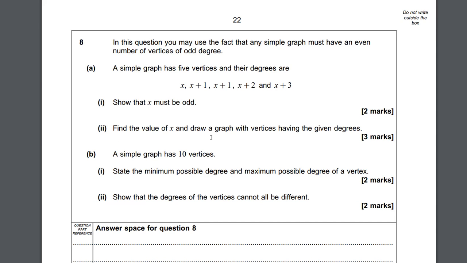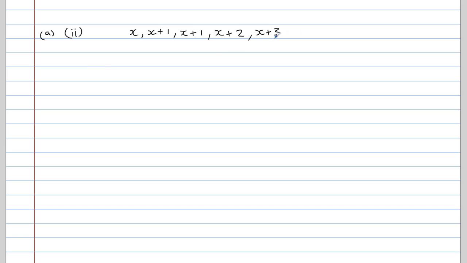In part 2, we need to find the value of x and draw a graph with vertices having the given degrees. So if we have 5 vertices and the graph is simple, that means the max degree of any node is 4. Because if I take any individual vertex, I could connect it to 1, 2, 3, 4 others. And if I wanted to add an extra arc in, I would have to have a repeated arc, which I'm not allowed because this is a simple graph. And looking at the order of the vertices that we've got, x plus 3 is the largest. So if x plus 3 must be less than or equal to 4, that means that x must be less than or equal to 1.